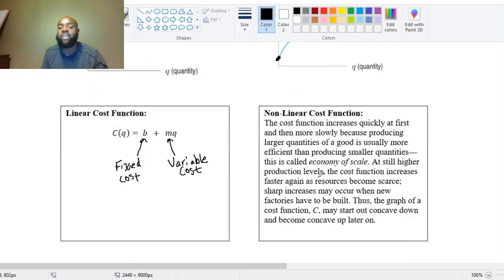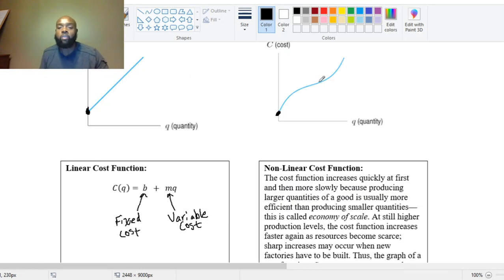And so it says at still higher production levels, the cost function increases faster again as resources become scarce. Sharp increases may occur when new factories have to be built and things of that nature. So that's why we may have this uptick again, or that increase in the rate of change in your cost function. But in either case, cost is still your fixed cost plus your variable cost, but sometimes we may not have a linear function. We may have a nonlinear cost function, all right?